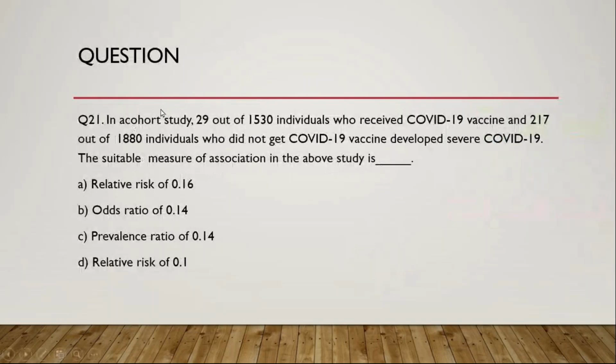Now the next question. In a cohort study, 29 out of 153 individuals who received COVID-19 vaccine and 217 out of 1880 individuals who did not get COVID-19 vaccine developed severe COVID-19. The suitable measure of association in the above study is dash. Relative risk of 0.16, odds ratio of 0.14, prevalence ratio of 0.14, and relative risk of 0.1. So first, tell me which of the things we will calculate. Is the relative risk calculated or odds ratio calculated? Relative risk. Yeah, and now solve the question and answer.